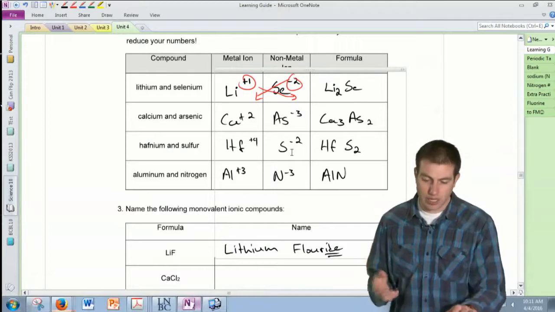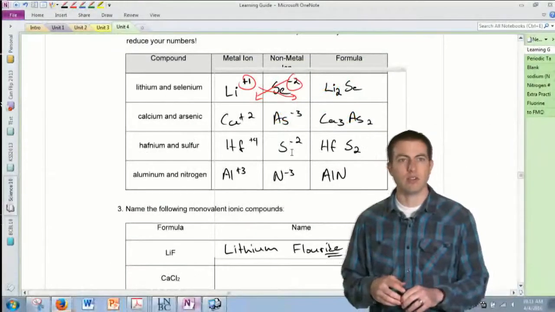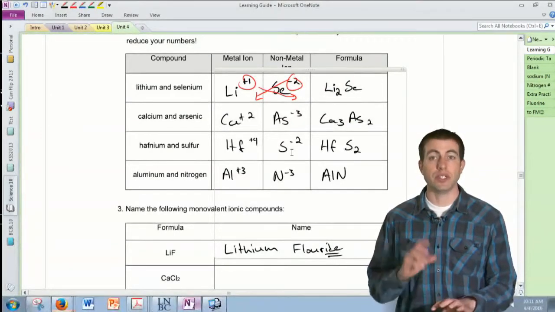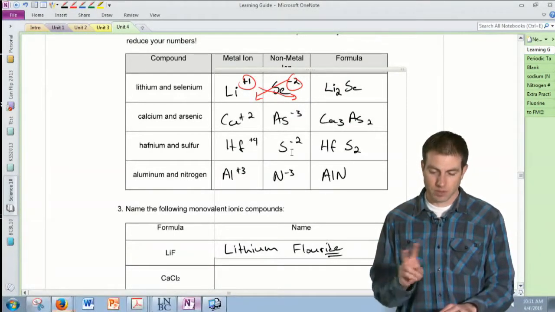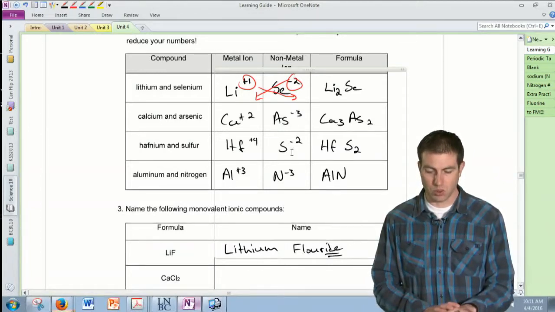Aluminum, nitrogen, Al, and the 3 and the 3, again, you only need one of each of these things. If you crisscross, you're going to get Al3N3, and then you need to reduce that to lowest terms. So did anybody get caught on those last two? Because they are tricky with the reduction of the subscripts there. Other than that, I think you should be okay.